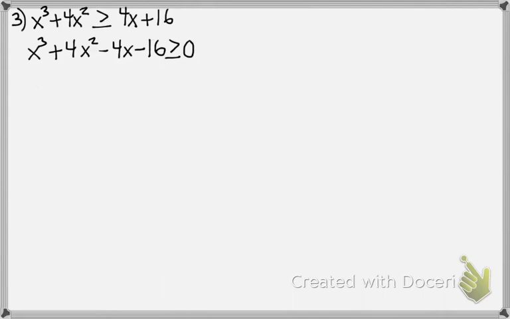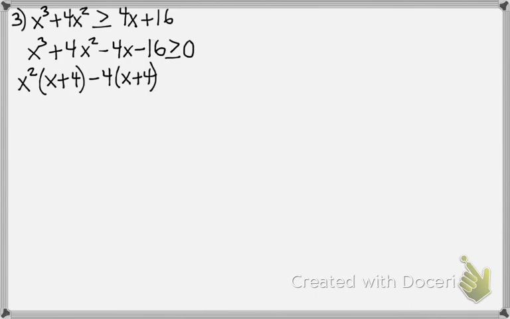Now that everything is on one side, we are looking for where it's equal to 0 or where it's undefined to find our cutoff points. On the previous problem, it was already factored for us, so we actually have to factor this. So with 4 terms, this is going to be a factor by grouping. So if I factor out an x squared, that will leave me with x plus 4. And then if I factor out a negative 4 out of the second 2, that will also leave me with an x plus 4.